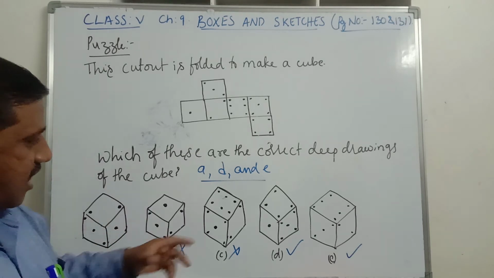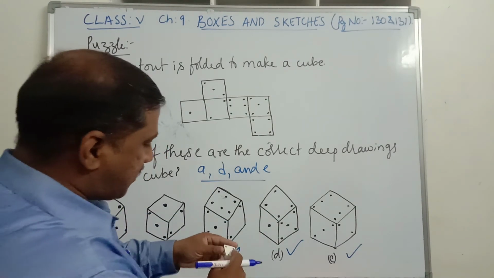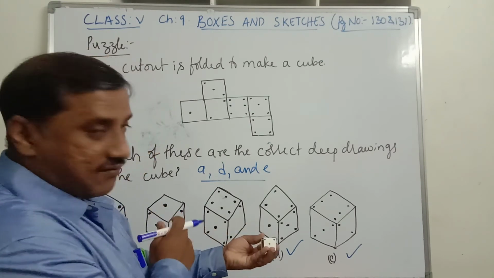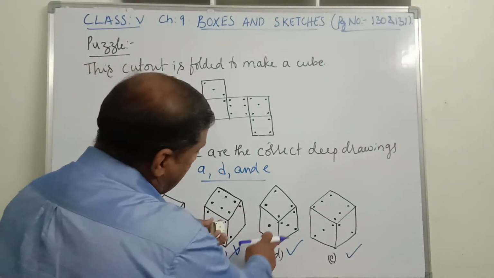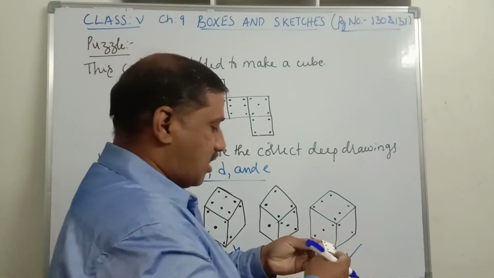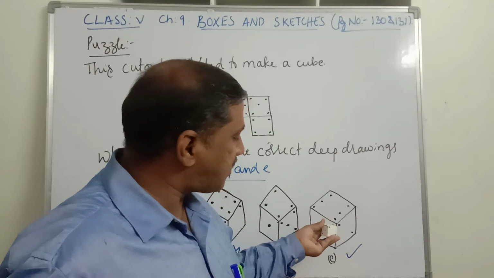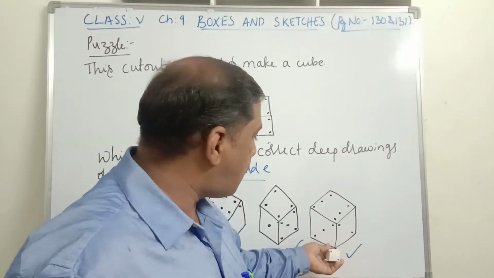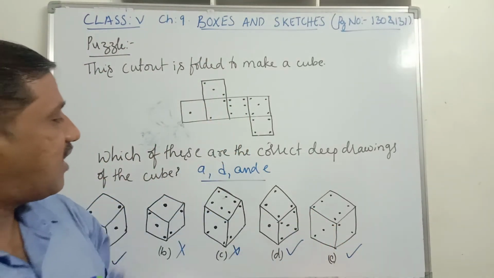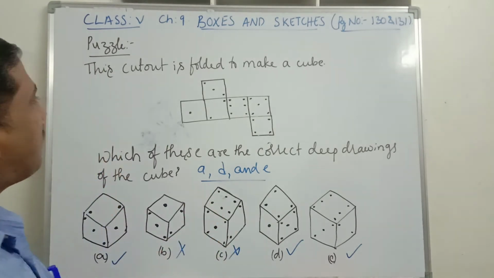It is satisfied. And this one, D, we should have 4 dots on the top surface. So this is with 4 dots on the top surface and 1 dot on the left, that is the side surface, and 5 dots on the front surface. Then for 6 dots, this is the figure. So 6 dots on top, 2 dots at the front, and 3 dots on the side. So that figure also satisfies the given cutout.